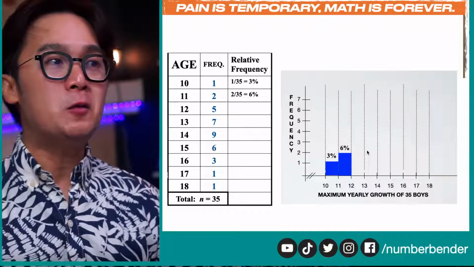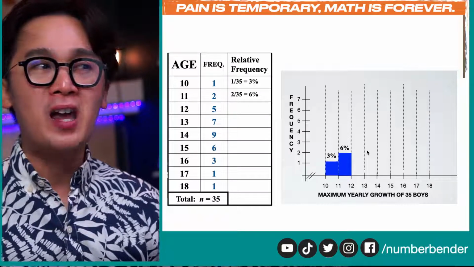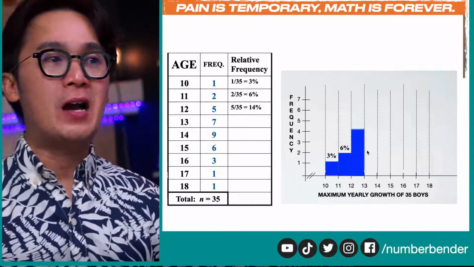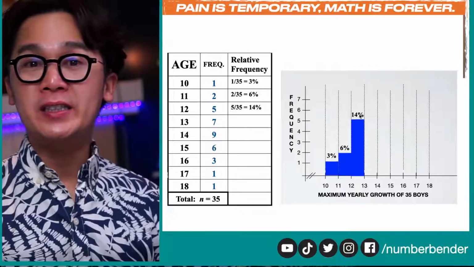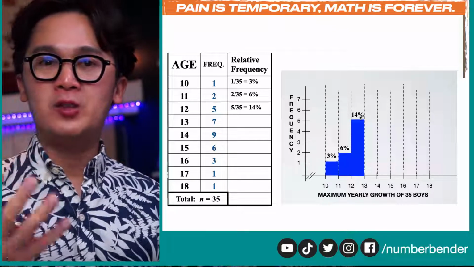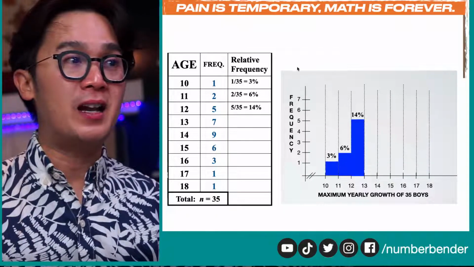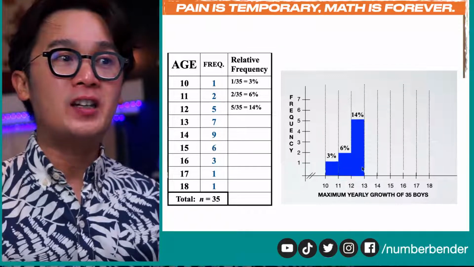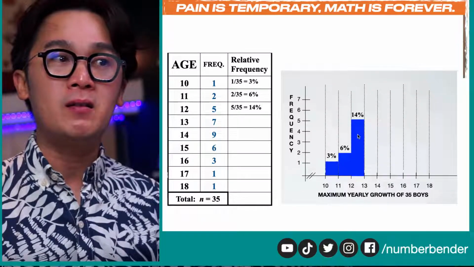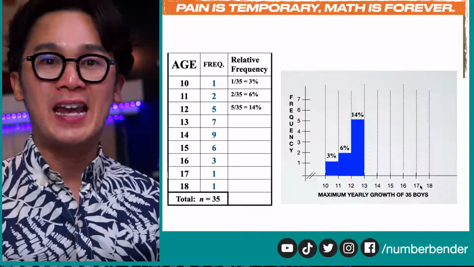So let's continue. So we have 12 years old, we have 5 counts. So 5 counts is right here, and it's 14% as its relative frequency. Now you're seeing a more visual approach on how we see those percentages with the relative frequency, because the height of our bars is determining the percentages of those individuals in each of this category.